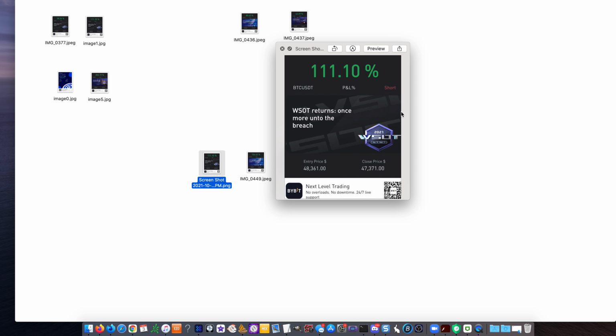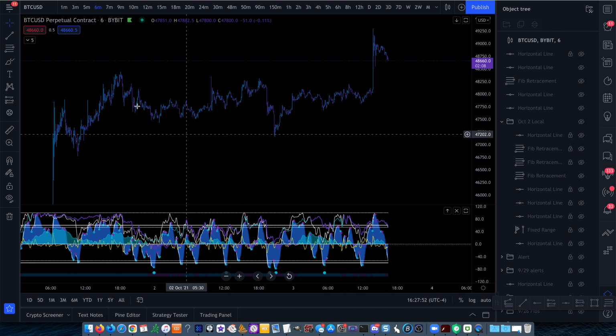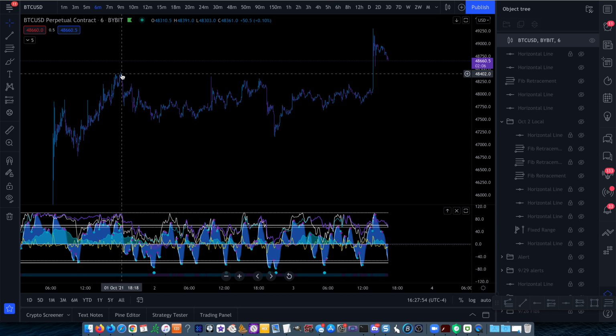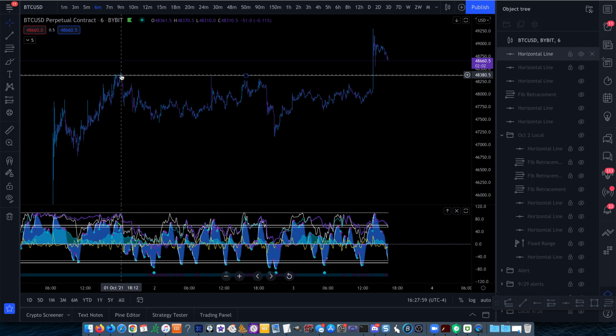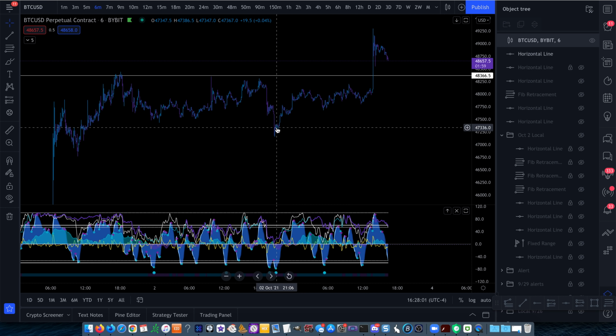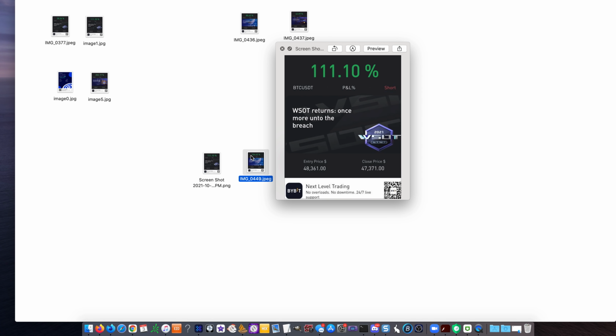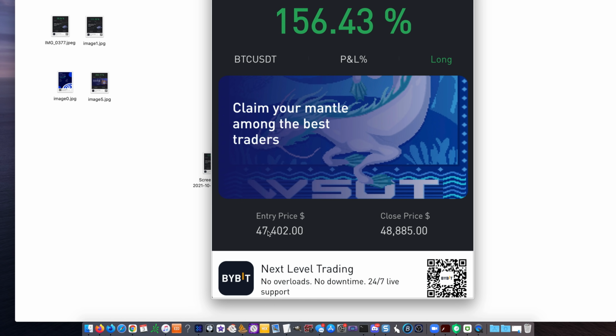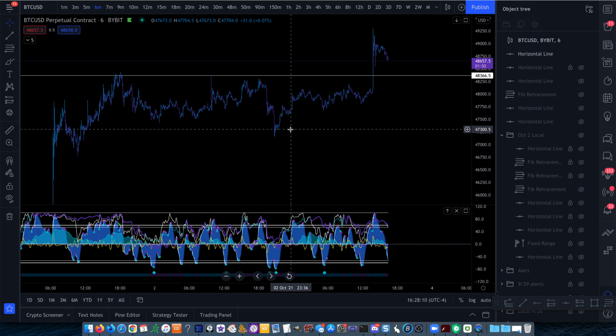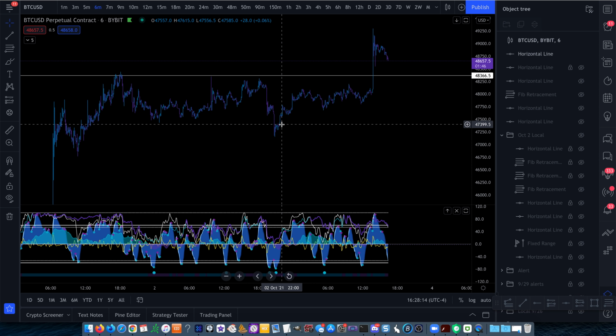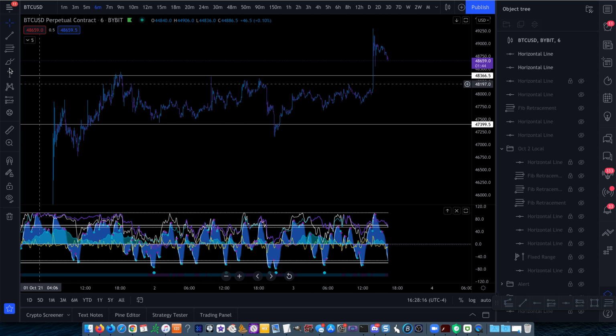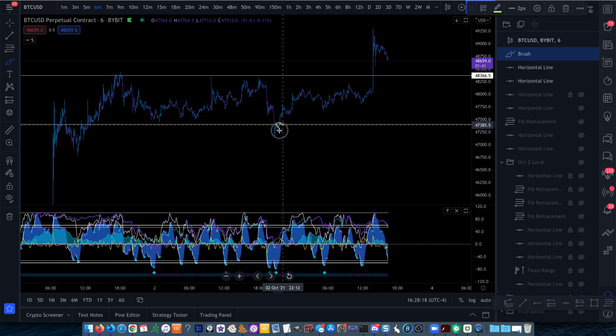So this is the first short that I took. My entry was 48,361. We can see 48,361 was right about here. And I shorted that down to right about here, where I took profits on my short and entered a long trade. That long trade, you can see my entry was 47,400. 47,400 was right about here. Okay, so I got into a long position right here.